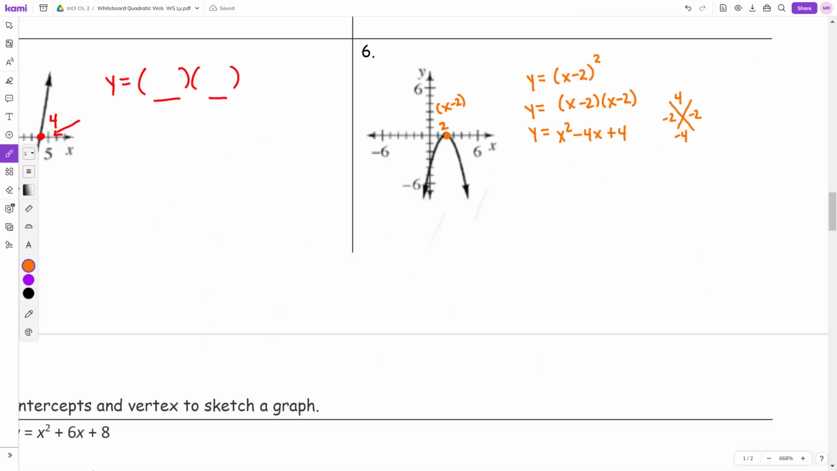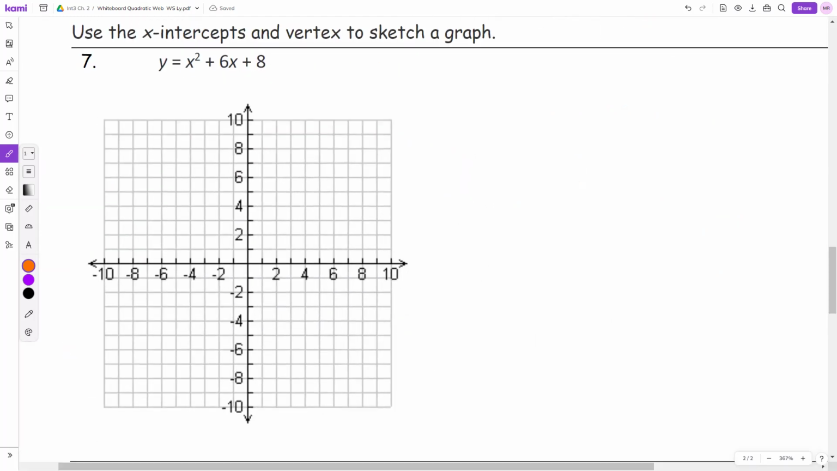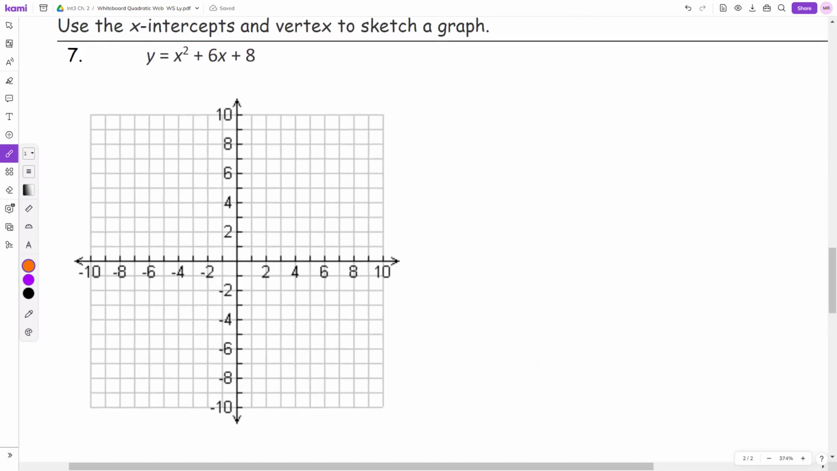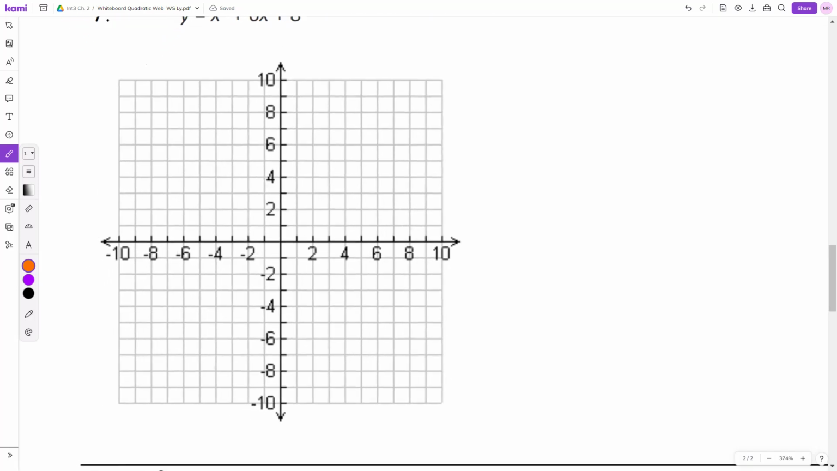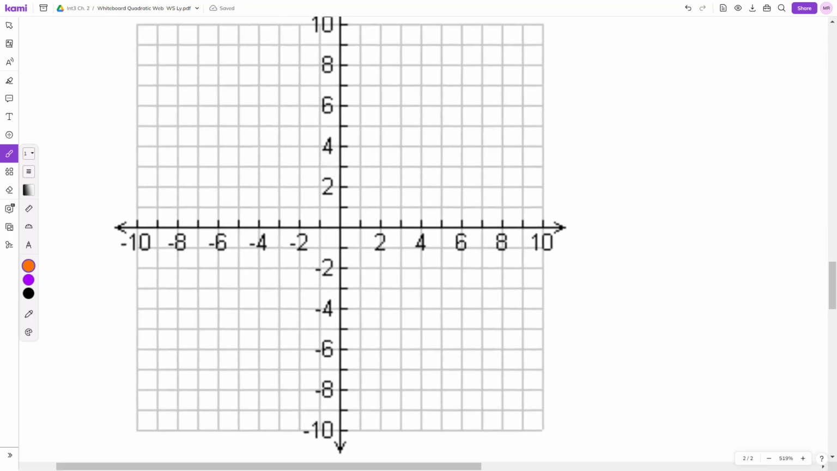When you're looking at number 7, use the x-intercept and the vertex to sketch a graph. So for this one, they're not wanting us to make a table. They want us to find the x-intercepts. When we are trying to find an x-intercept, I'm just going to use this graph here for a second and plot some points. This point here on the x-axis is (1, 0). This point here is (4, 0). This point here is (8, 0). If I go all the way over here on the other side, this is (-10, 0).